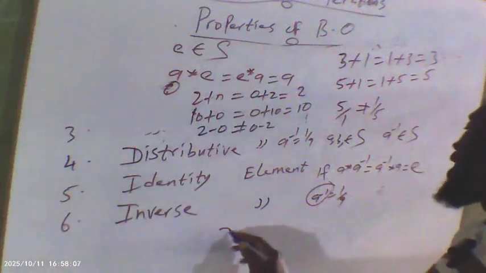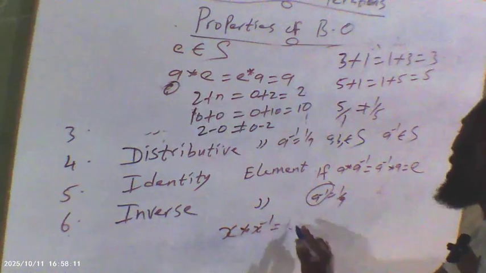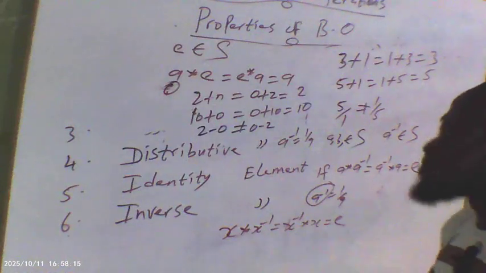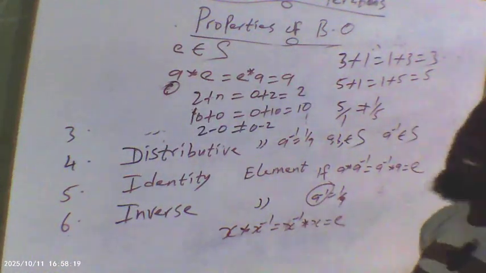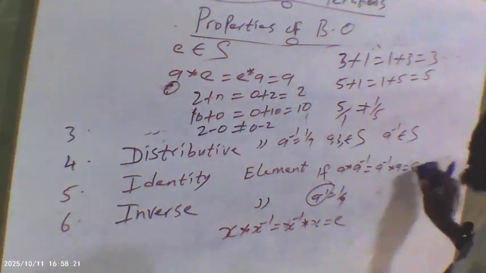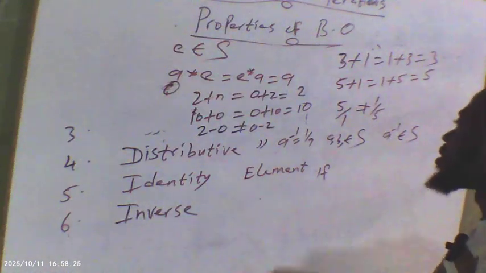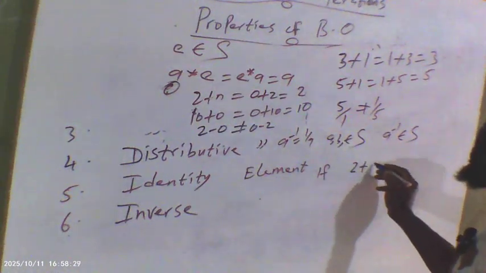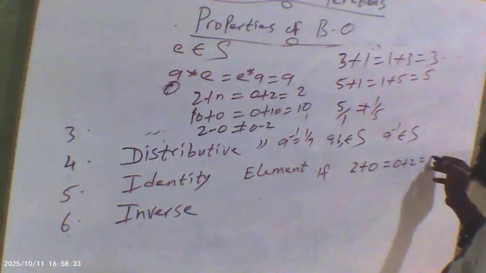It can also be X asterisk X inverse equals X inverse asterisk X, which equals E. So for an element, the one that performs with it to give the identity is called the inverse. For example, minus is the inverse of addition. Minus 2, for example: 2 plus 0 is equal to 0 plus 2, which is equal to 2.